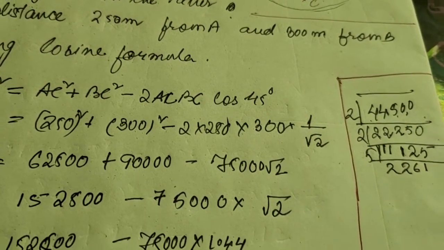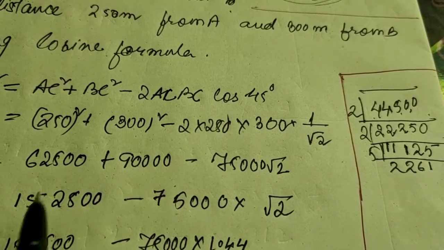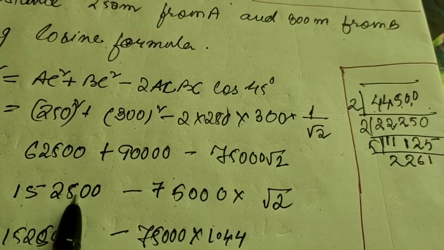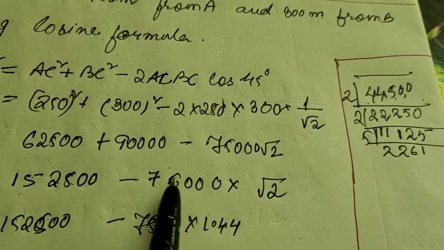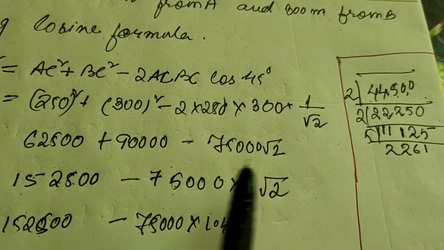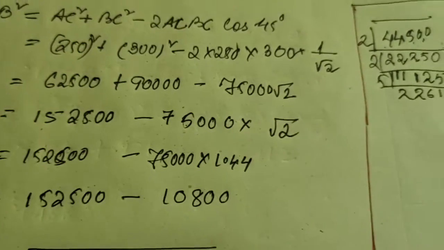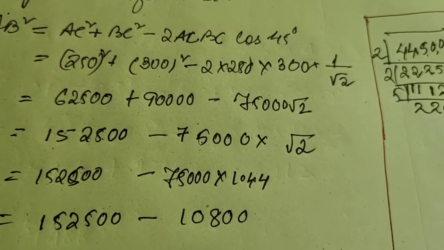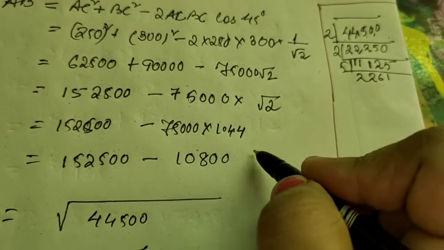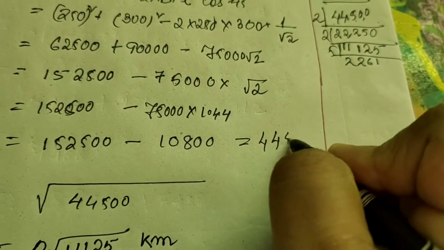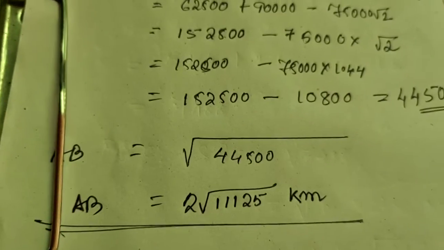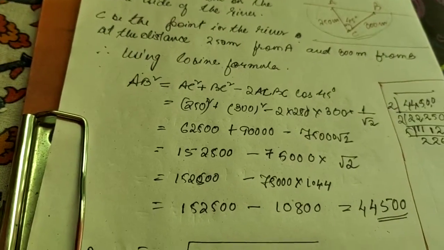So ultimately, if we calculate these two, if we add 1,52,000 to 575,000, then into root 2. So ultimately, putting the value of root 2 equal to 1.44, we can get the value. The value we actually get is equal to 44500. Okay, now we have to find the value of AB, because this is AB square.